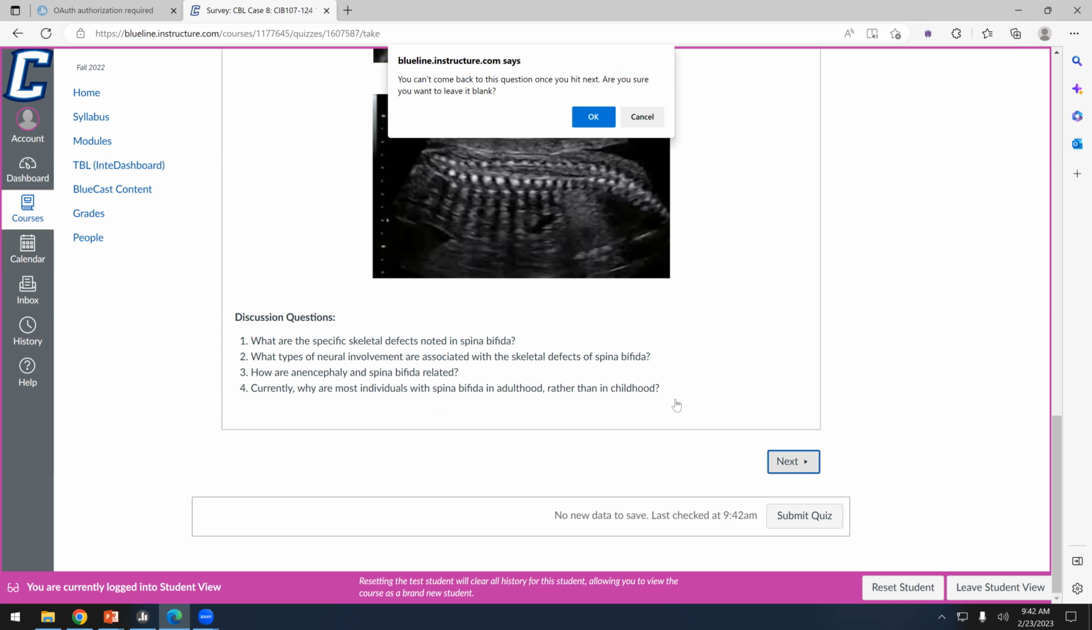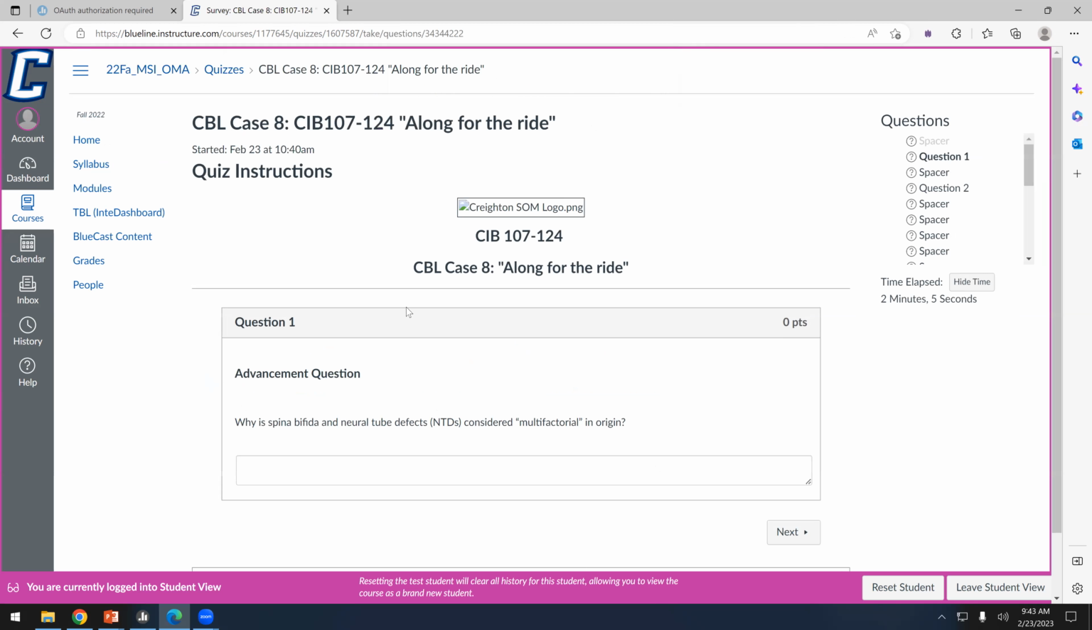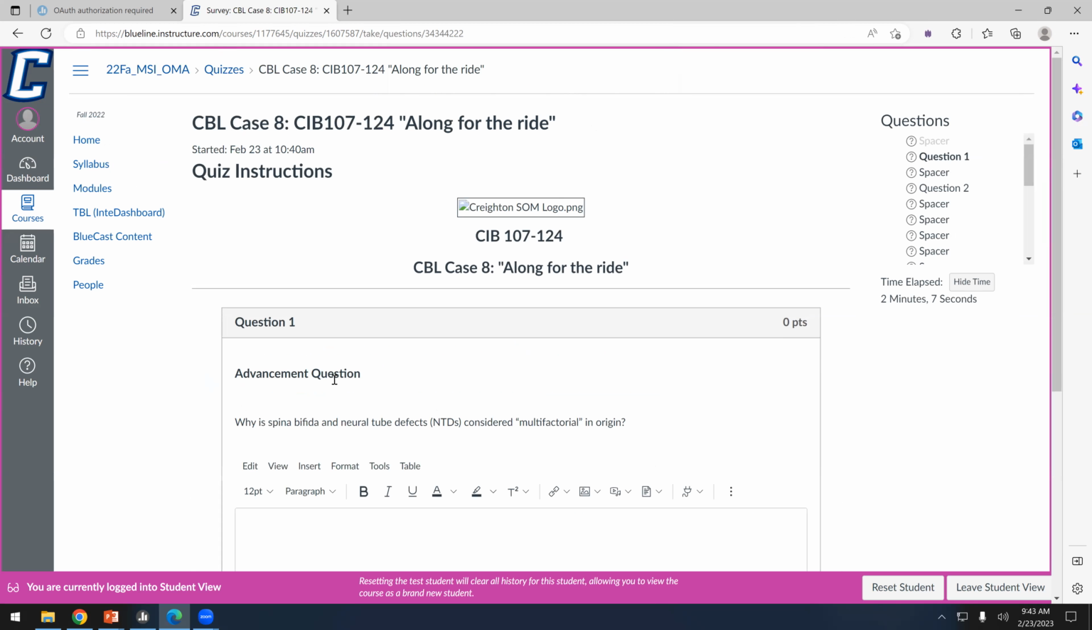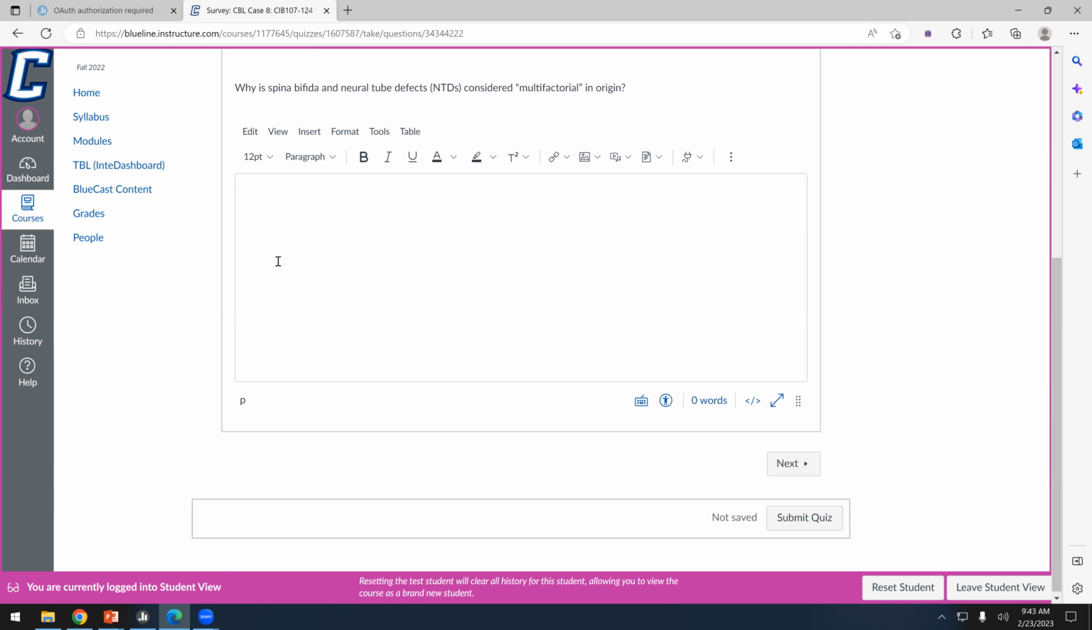And following the vignettes and discussion questions, the students will come to an advancement question. An advancement question is always answered on the next page, but at this point, the students have to stop and actually enter an answer before they can move to the next one. I've disabled this on here so that I don't have to answer anything. But those are application or advancement questions.